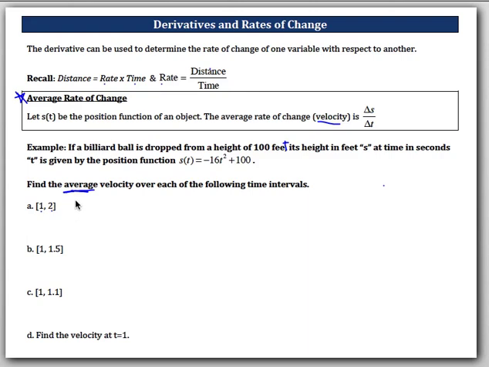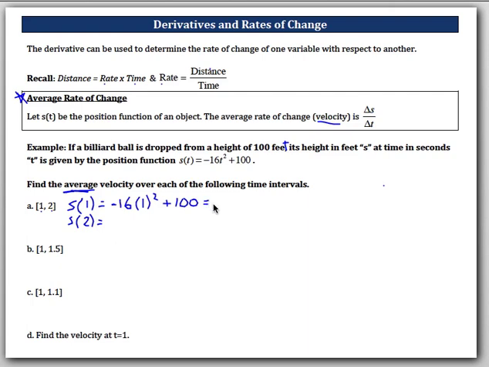So what we have to do here is find the position at time equals 1 and the position at time equals 2. So we're just going to plug 1 into our function for position. So we have -16 times 1 squared plus 100.